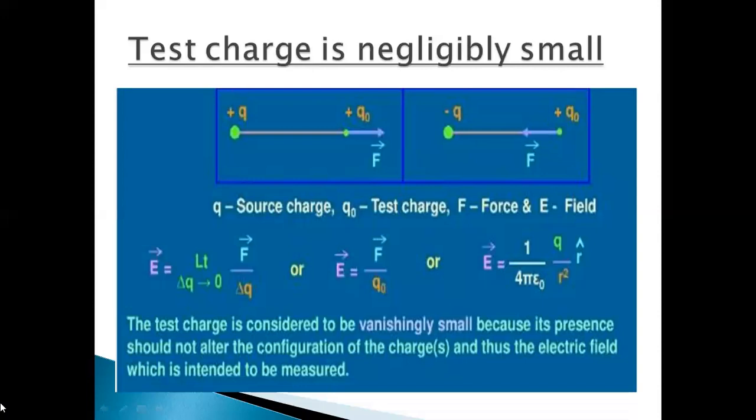So our equation is E is equal to the limit, where LT denotes limit, as delta Q0 tends to 0, of F by delta Q0. Once again, if the test charge Q0 is large, the existing field of the source will vanish or be affected. That means it moves away. So Q0 must be approximately equal to 0, but it never becomes 0. Okay.